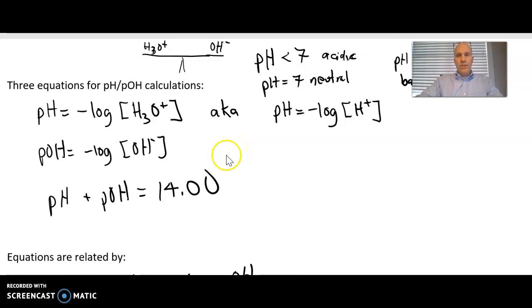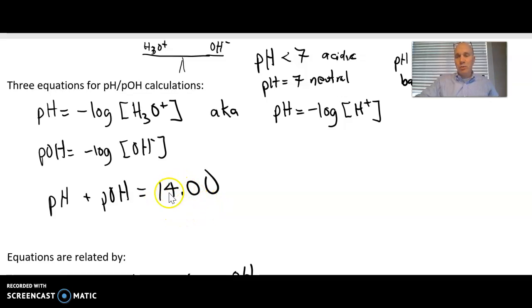So in this video, I wanted to finish up on our discussion on how to do pH calculations. Again, there are three main equations that are needed to do this, and these are all equations that are found in your reference guide. So the pH equals the negative log of the molarity of the hydronium ion. pOH equals the negative log of the molarity of the hydroxide ion. And then you have pH plus pOH equals 14.00.